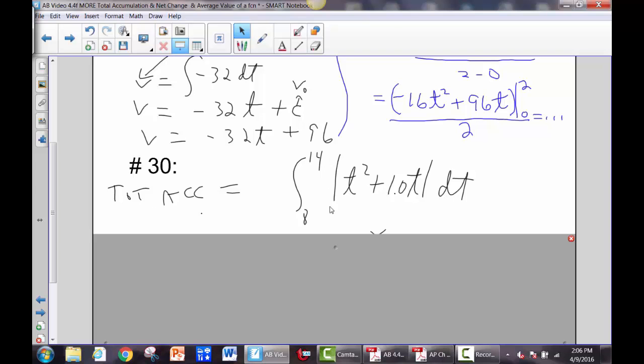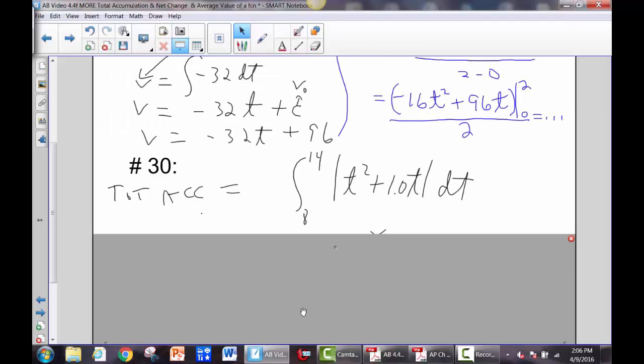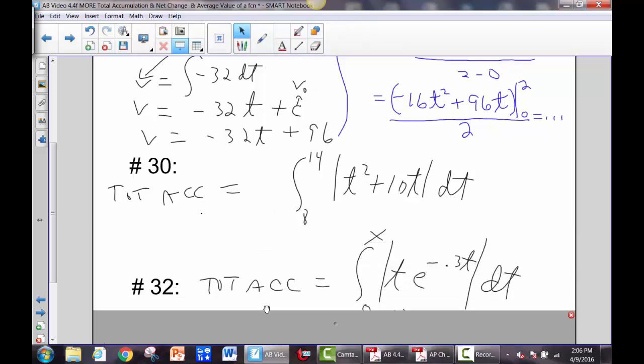It's a total accumulation, so you'll need to take the absolute value, and you'll need to take the rate of change, which is what they gave you, t squared plus 10t. And then you'll just evaluate that on your calculator.